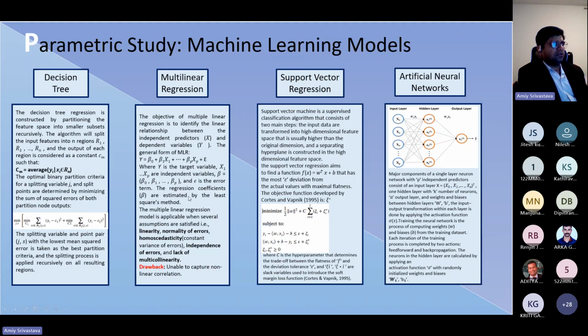People have this knowledge, and you can read it from here. This is basically telling us how we develop the algorithms of decision tree, multilinear regression, support vector regression, and artificial neural network. I'm also saying that this is not sufficient. You have to go through more books and get more knowledge about this, and you should have some programming knowledge to implement these models.